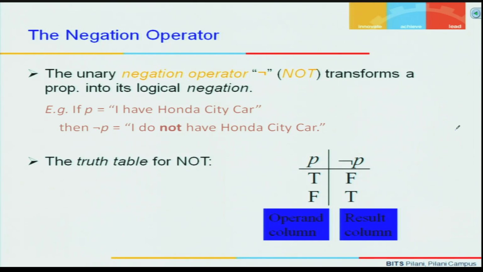But you need to understand from the truth table how this operation is defined. Given any proposition, like I have a Honda City car, absolutely there is no problem in accepting this as a proposition because it is a declarative sentence which has a definite meaning and has its truth value as true or false. Because I already have a Honda City car, its truth value happens to be true.